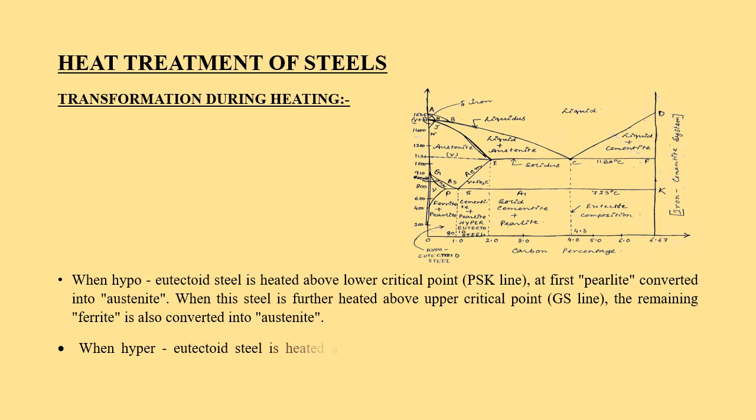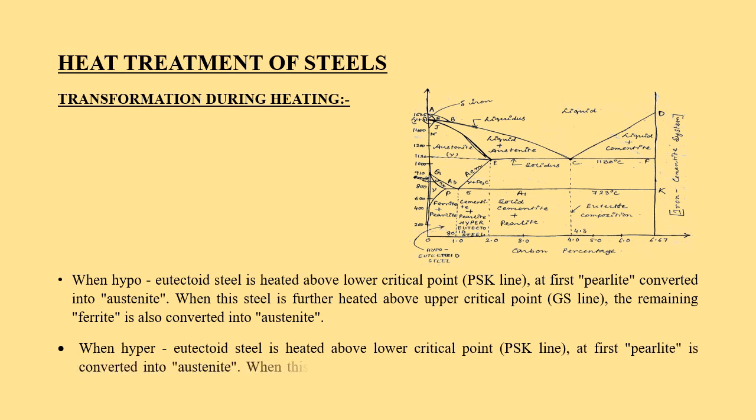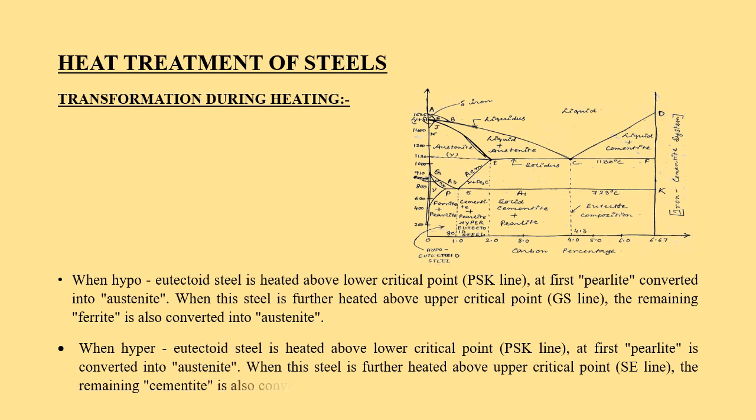For hypereutectoid steel, when it is heated above lower critical point, that is PSK line in the diagram, at first the perlite is converted into austenite. When this steel is further heated above upper critical point in the diagram, which is ACM line, the remaining cementite is also converted into austenite.